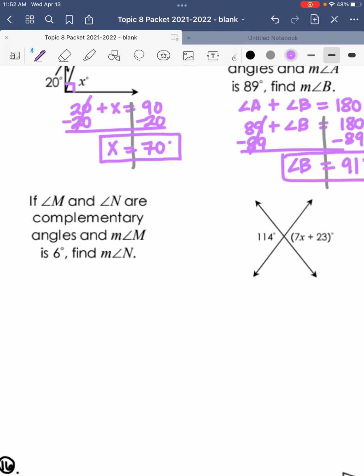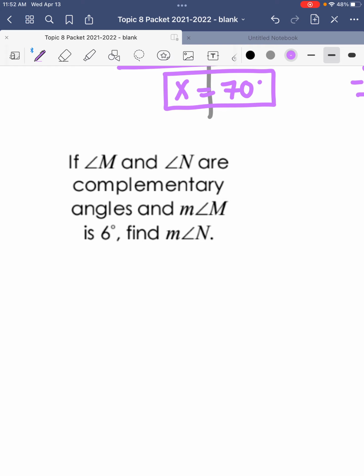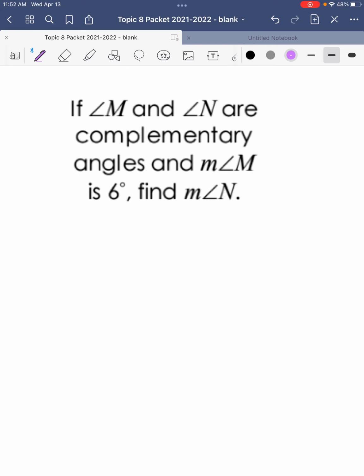Okay, number 13. If angle M and angle N are complementary angles and the measure of angle M is 6 degrees, find the measure of angle N. Well, start with your vocab. They're complementary angles, so I know they add up to 90 degrees. So angle M plus angle N equals 90 degrees.